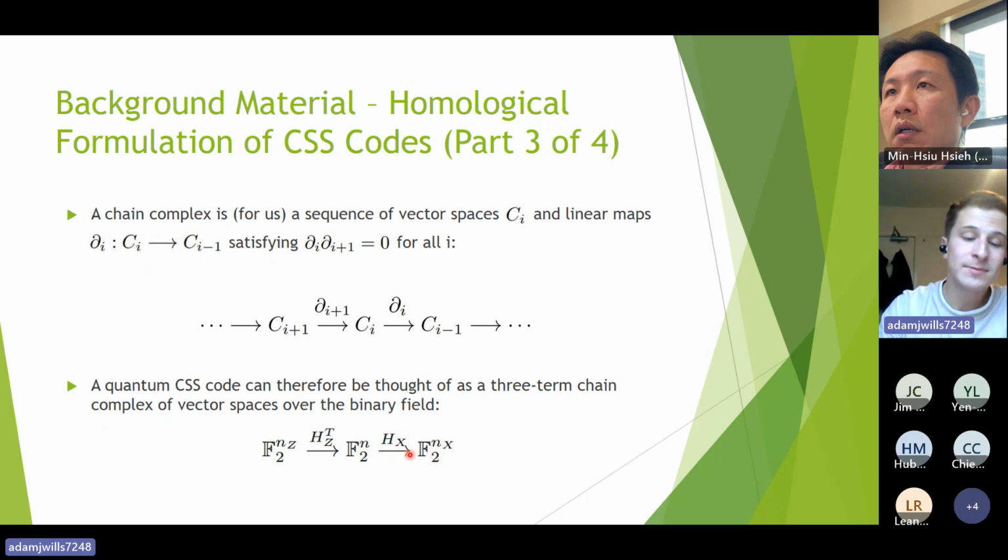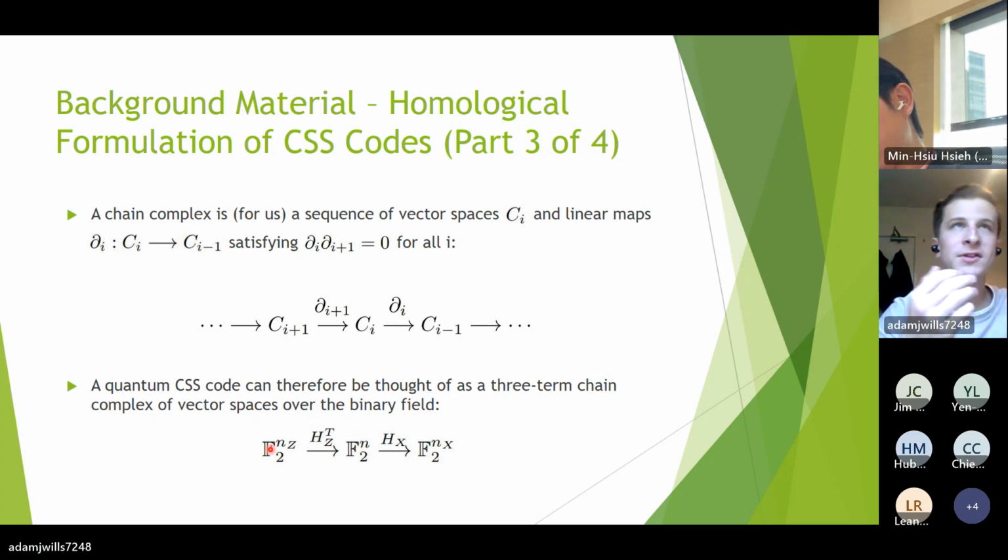And you can convince yourself of this by just thinking, well, H sub X is going to have n columns because it acts on n qubits. And then it's going to have n sub x rows. Those are the n sub x X checks. And then H Z is going to map from here into here. So that's going to, again, act on n physical qubits, and it's going to have n sub z rows, meaning the n sub z Z checks again.